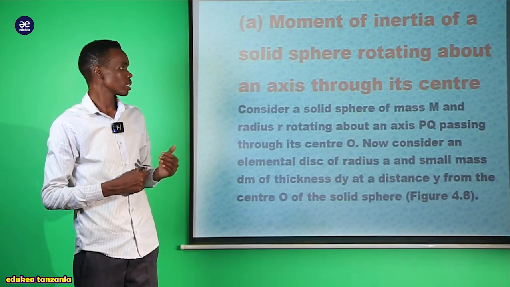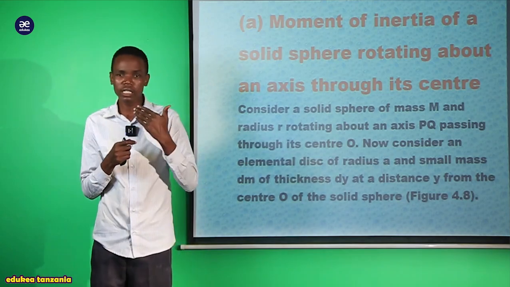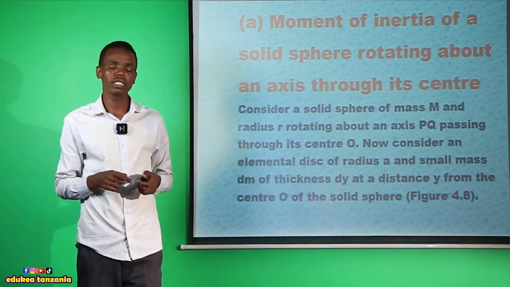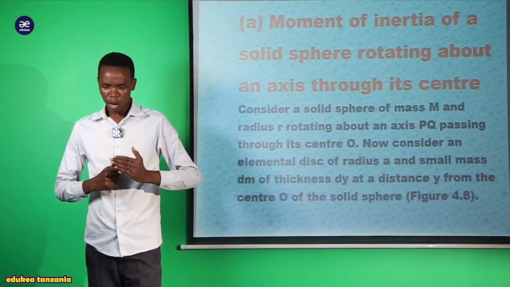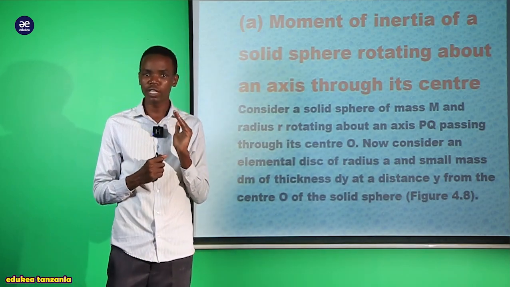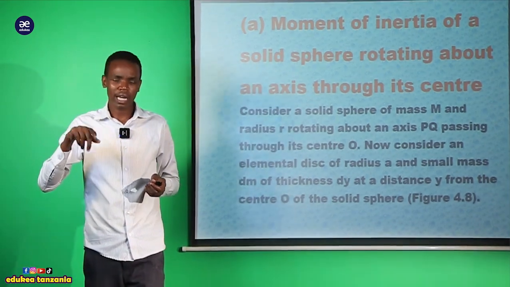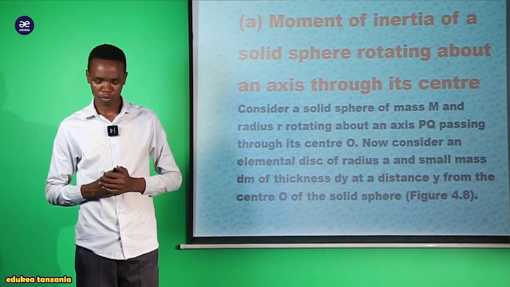First of all, imagine we have a solid sphere, and that solid sphere is trying to rotate about an axis through its center. That is what we are going to observe here. How can we obtain the moment of inertia for a solid sphere that is trying to rotate about an axis through the center? That is what we are going to observe here.